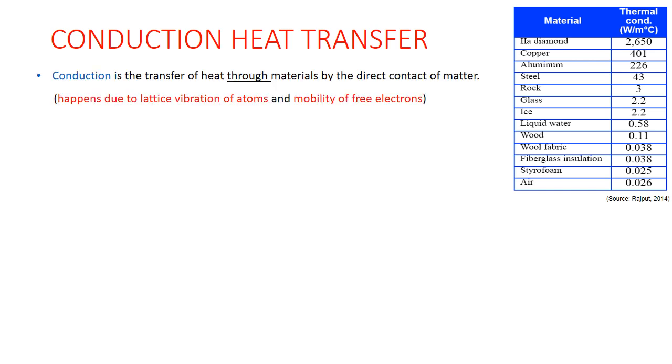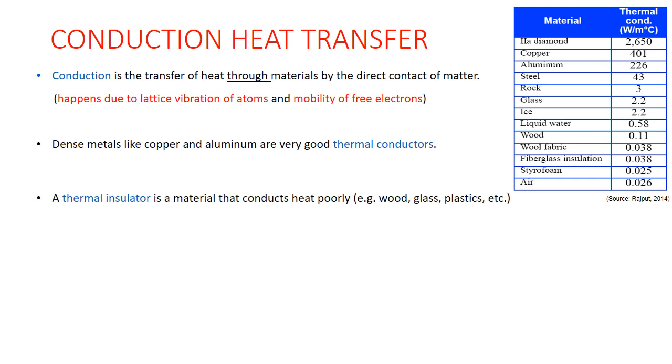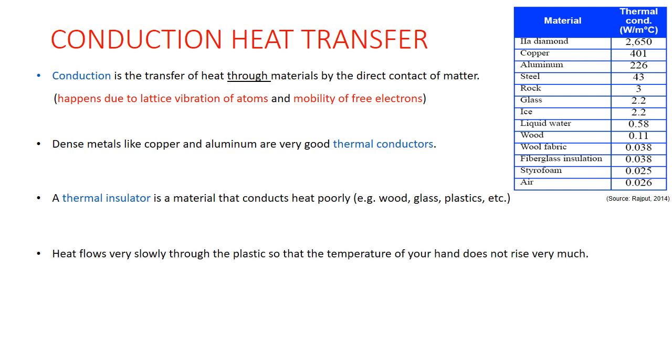In this slide, we are going to discuss conduction heat transfer. What is conduction heat transfer? How is it defined? Which materials have a high value of conducting heat, and which materials have poor conduction of heat? Conduction heat transfer occurs majorly in materials by direct contact of matter. So that is conduction heat transfer. How does it happen in solids? Because of two very important reasons.